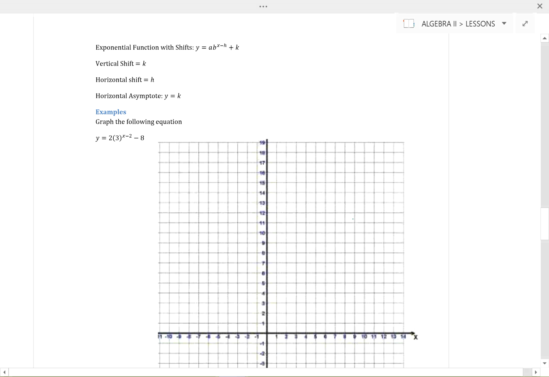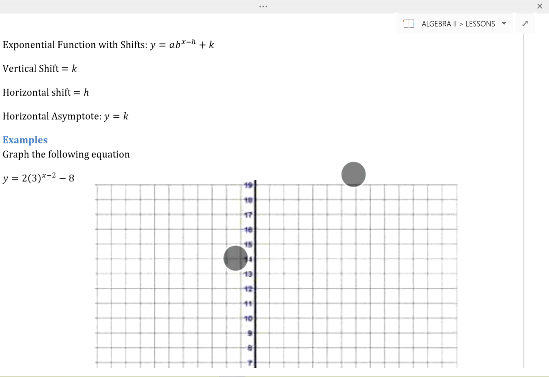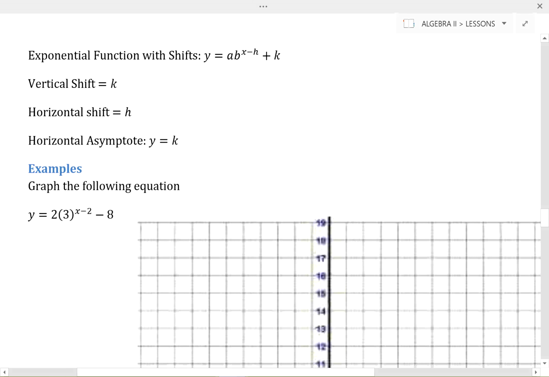In this part 2 of exponential functions, graphing exponential functions, we're going to take a look at a form of the exponential function that has a couple extra pieces added to it. And these pieces are going to play a critical role in defining what our function ends up looking like. So we're going to take a look at exponential functions with shifts, namely vertical and horizontal shifts.